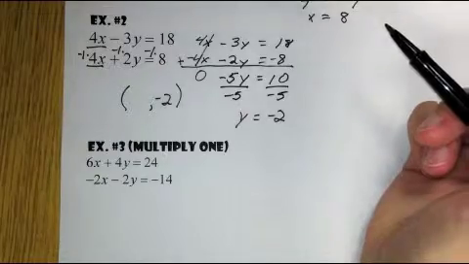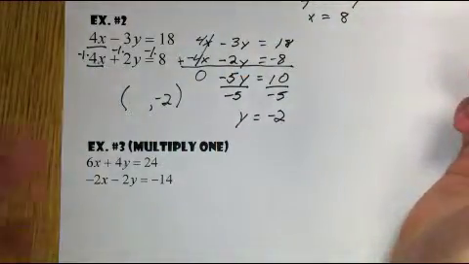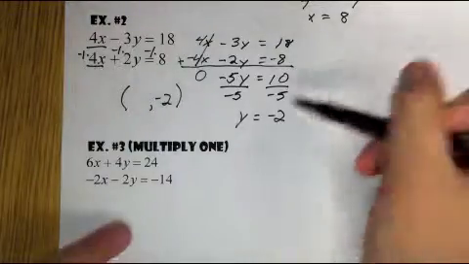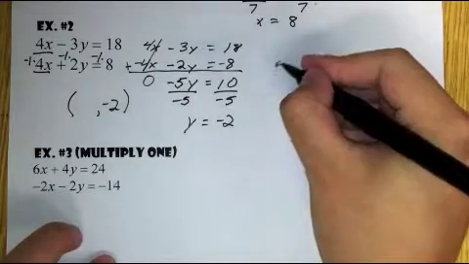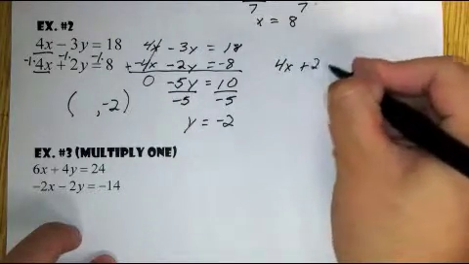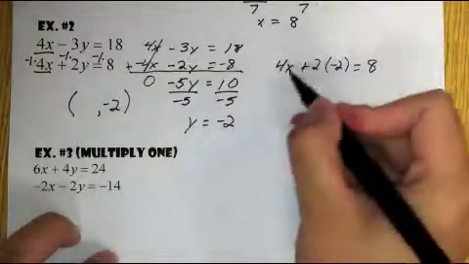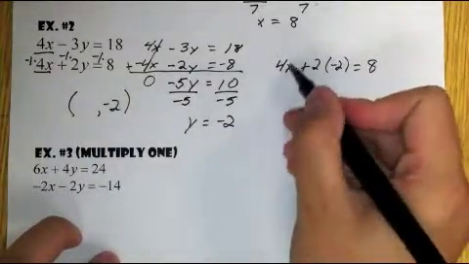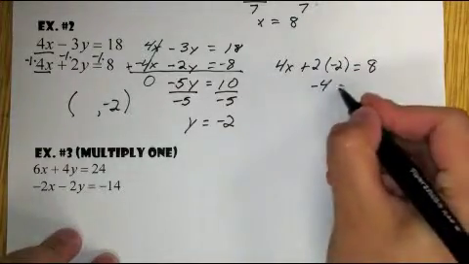Let's see. I'm going to use the second one again. Once again, it's all positives. I like positives, okay? So I'm going to take negative 2 and plug it into y. Okay. 4x plus 2 times negative 2 equals 8. We want to solve for x, so we must be doing it right because we have x by itself. 2 times negative 2 is negative 4.